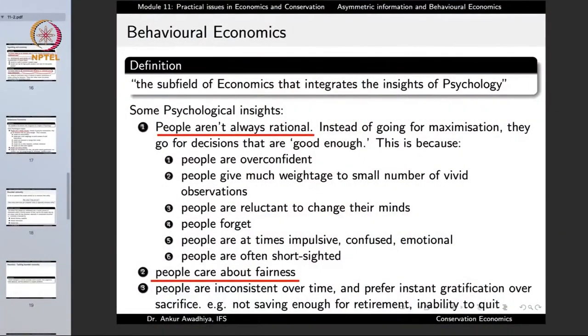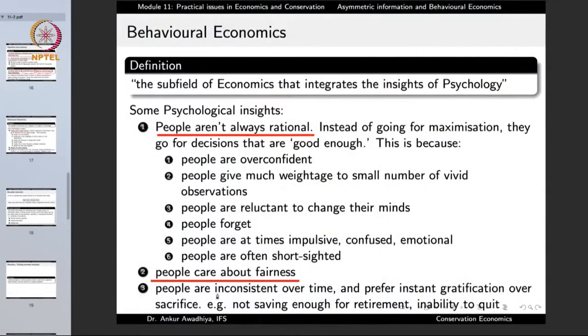People are inconsistent over time. They prefer instant gratification over sacrifice, such as not saving enough for retirement. So in this case, when people are getting their wages, they can use it for instant gratification to buy something, or they can put it into a retirement corpus. But most people put a very small amount of money into their retirement corpus. Even though they know that a time will come when they will not be earning anything because they will be retired, and at that time, these savings will be the largest source of support for them, still they do not do that. This is because people prefer instant gratification. What can I have now? Because the retirement period is after a very long period of time. So we will see what will happen at that time, is the sort of thought that people will have. So people are inconsistent over time.